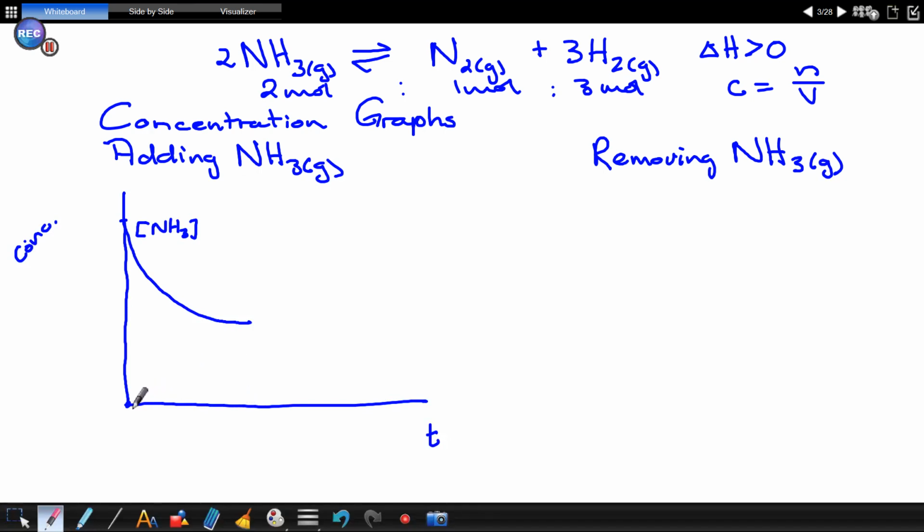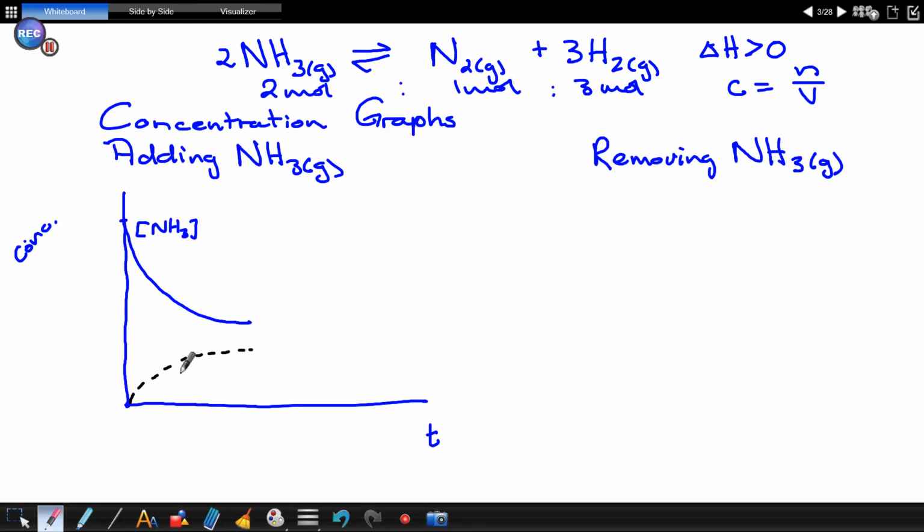The concentration of nitrogen will do what? It will increase. So I'm going to do it in a different color, and it will increase like that. Why am I putting the nitrogen's graph lower than the ammonia's graph? The mole ratio is 2 to 1. Okay? So your mole ratio is 2 to 1.